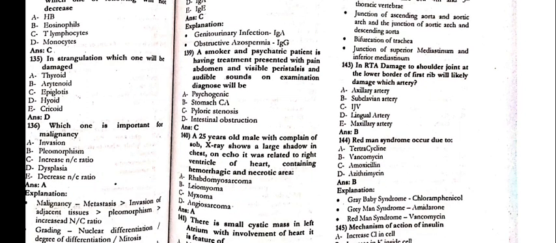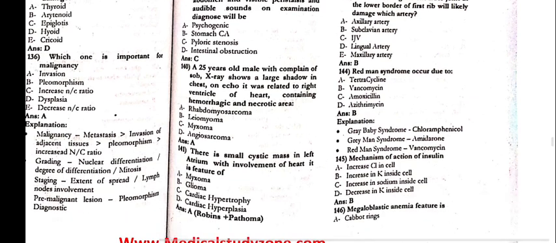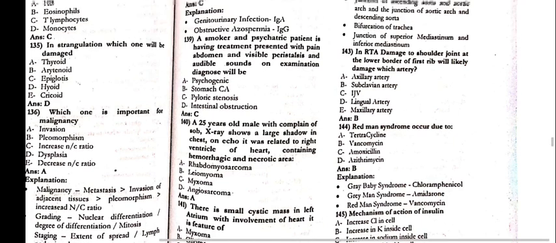140, the 25 years old male with the complaints of the shortness of breath. X-ray shows a large shadow in the chest. On echo, it was related to the right ventricle of the heart containing hemorrhagic and the necrotic area. There is alpha rhabdomyosarcoma. 141, there is a small cystic mass in the left atrium with the involvement of heart. It is the feature of the alpha, that is the myxoma.